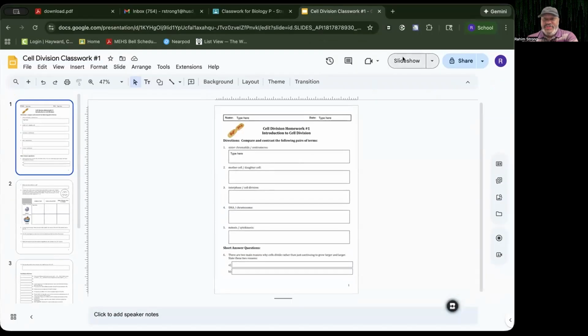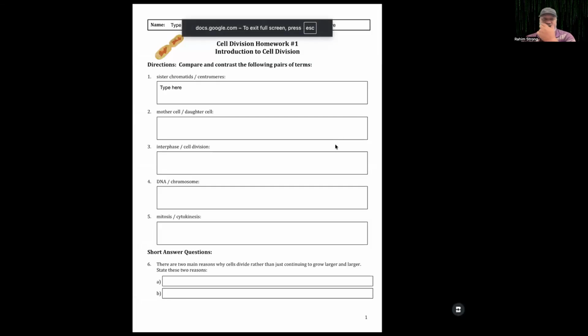You're going to use your notes for this. When it says compare and contrast, make sure you say something about each one and you talk about either how they're the same or how they are different. That's for all of these. Sometimes they're part of the same thing. Sometimes one is a smaller piece of something else.